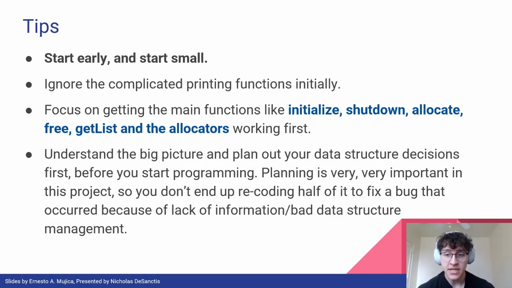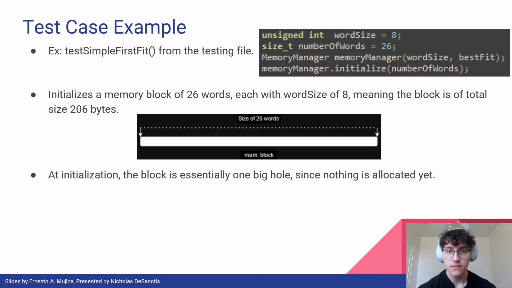Besides that, though, it's important to try and understand things conceptually before you start coding things up. So plan out your data structures wisely. Some of these functions, like allocate, have a dependency on both getList and the allocator function to be correct. So planning well will be really helpful in avoiding huge bugs. Okay, here's a test case, which you can find in the huge testing file provided on Canvas.